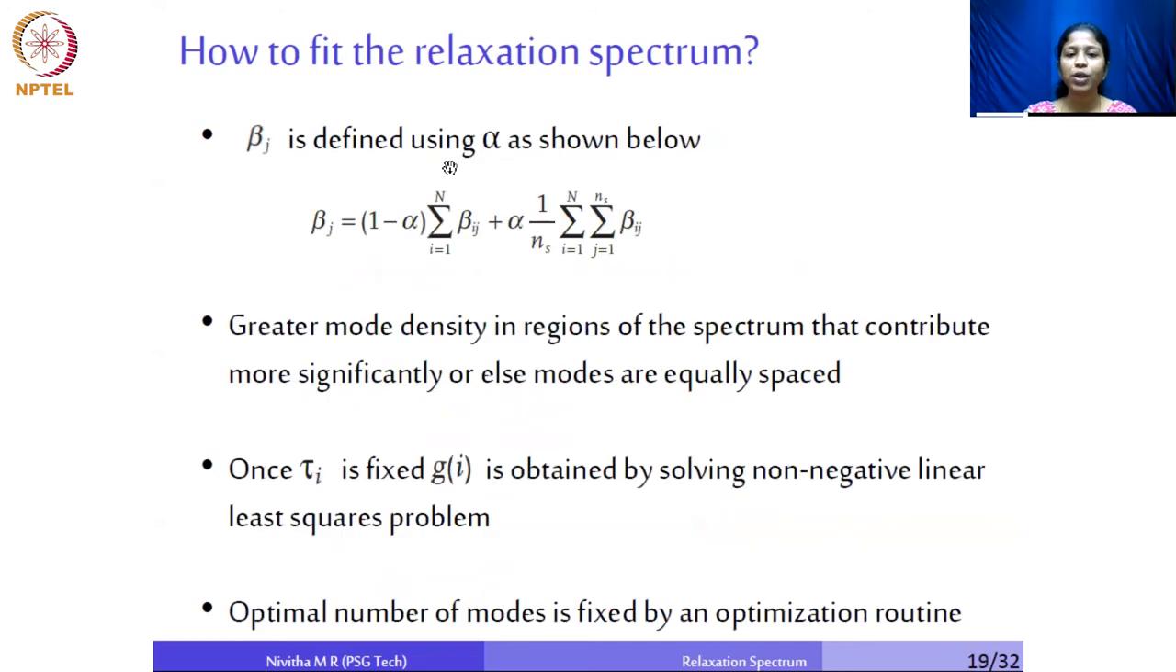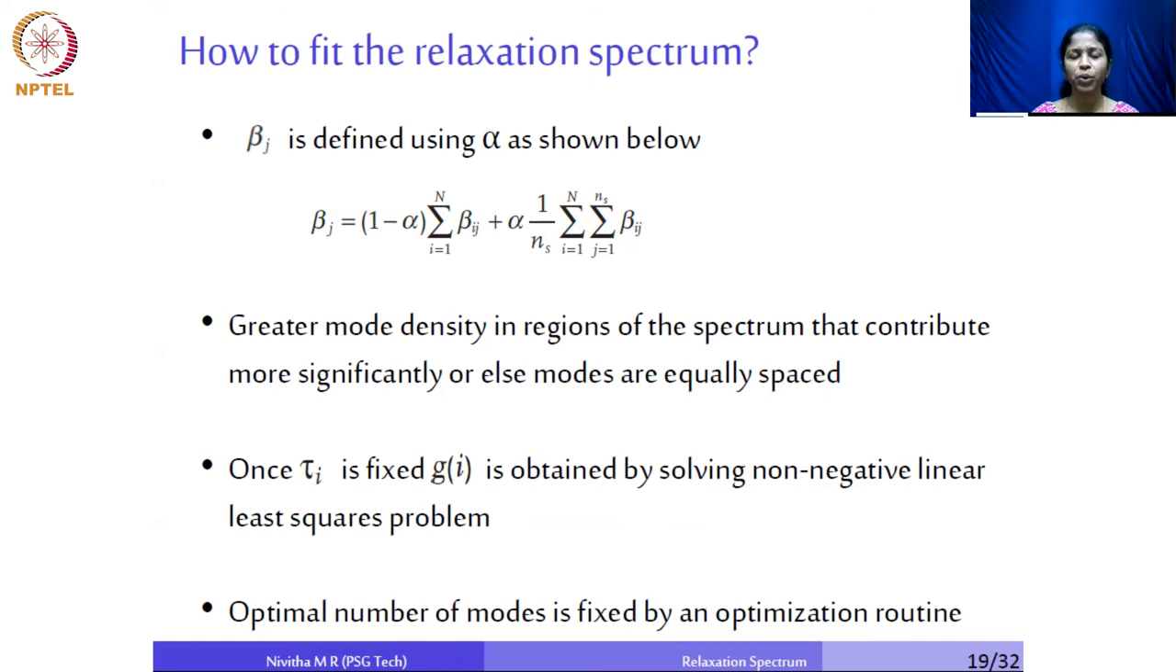Now, we are using another parameter called alpha here. Alpha is to identify the strength of each mode. So we said we have multiple modes. Let's just assume we have 13 modes. It is going to estimate the relative importance of all these 13 modes. When we are identifying the modes, greater mode density will be in the region which contributes more to my relaxation spectrum. It is not going to equally have modes at different time intervals. It's going to orient more modes in the region which is contributing more to my relaxation spectrum, and lesser number of modes in the other region. So that is the reason for computation of the beta j parameter.